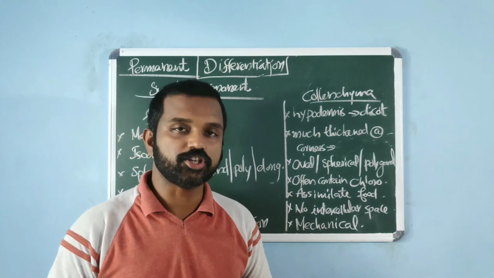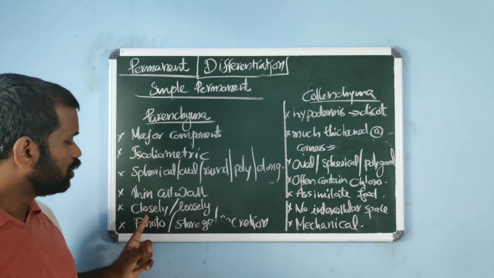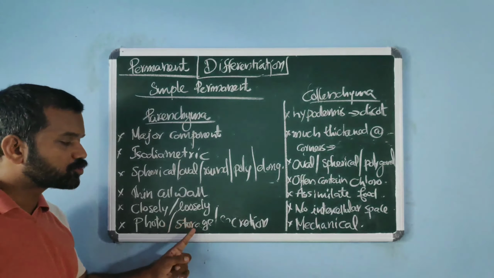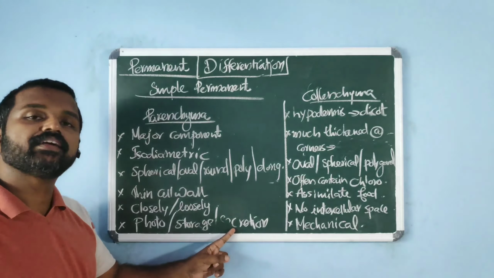Then parenchyma cells are thin-walled. That means cellulosic cell wall. Then the cells are either closely packed without intercellular spaces or loosely arranged with intercellular spaces. Then the functions in which parenchyma takes part are photosynthesis, storage and secretion.